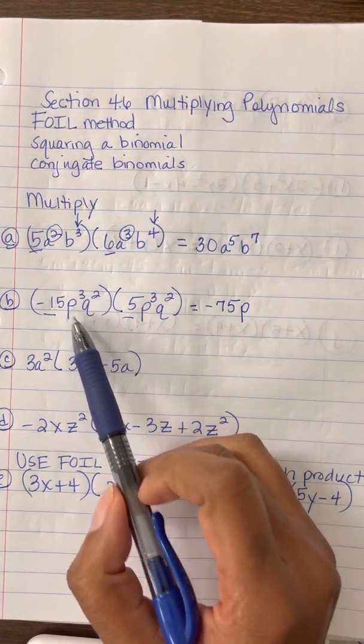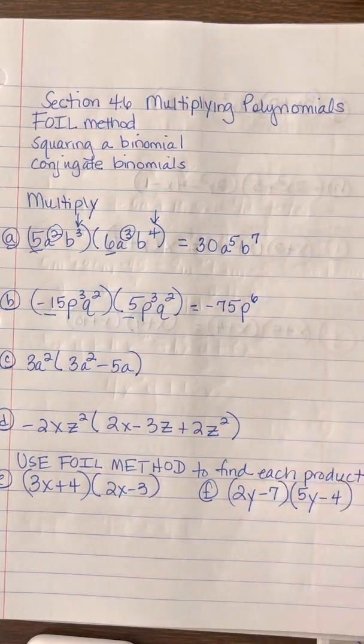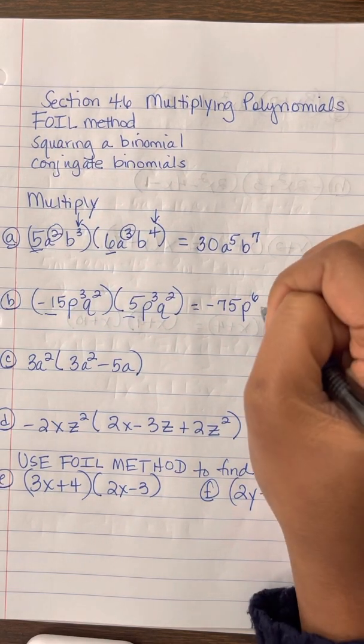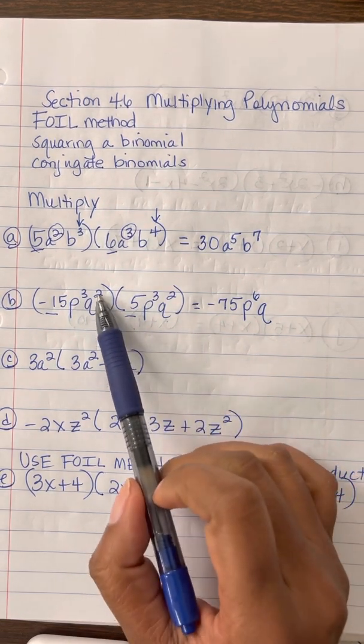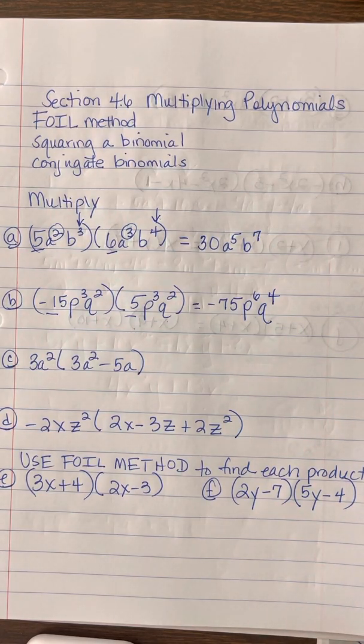So if I have p cubed times p cubed, I want to add my exponents. So that gives me 3 plus 3 is 6. So p to the sixth power. Now let's move to our variable q. Q squared times q squared, so 2 plus 2 is 4. Negative 75p to the sixth power, q to the fourth power.